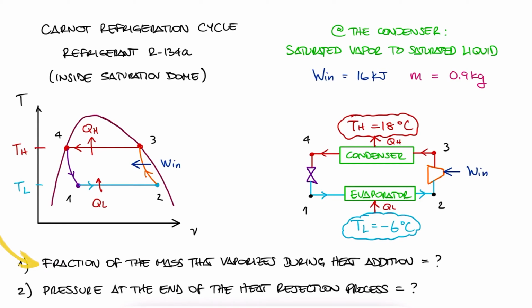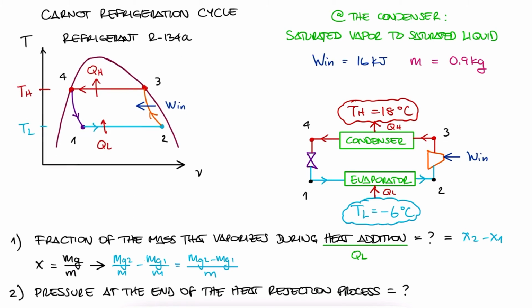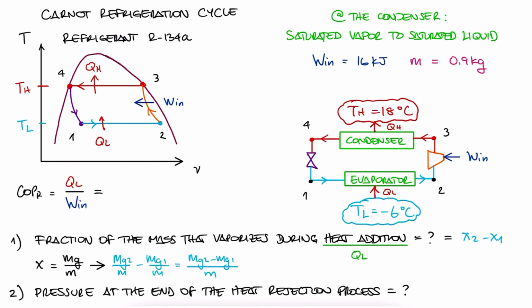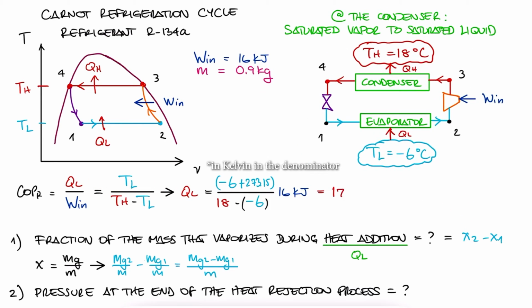The fraction of mass that vaporizes during heat addition, meaning at the evaporator, would be the change in quality between 1 and 2. If quality is mass of vapor over total mass, the difference between x2 and x1 would be the difference between the mass of vapor between 1 and 2 divided by the total mass, which is exactly the answer to our question. And since the heat addition is coming from the low temperature reservoir, it means that we need to find QL. So we write the coefficient of performance as both QL over Wn and in terms of the temperature, and solve for QL, substituting the temperatures and the work in.